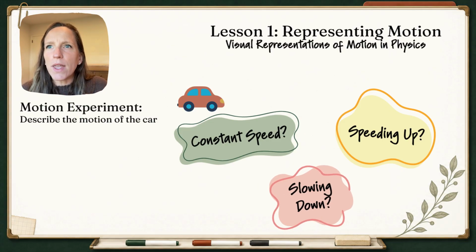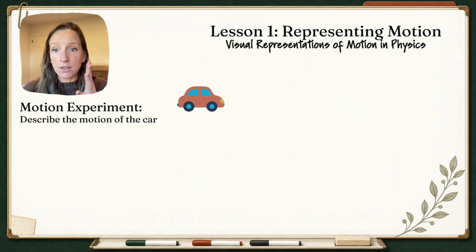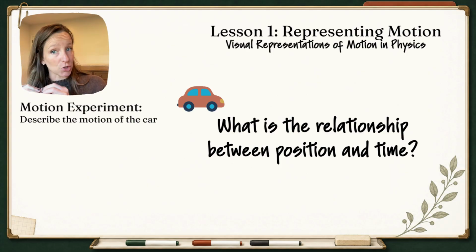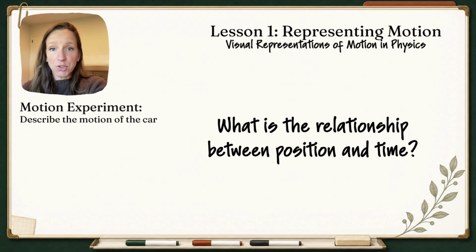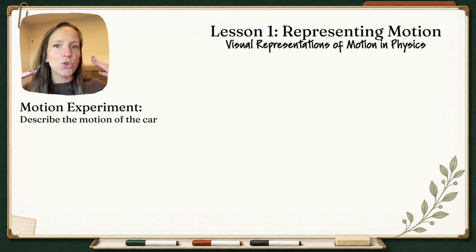In physics, and this is something that we're going to see a lot, if we can find out the relationship between position, the position of the object, per unit time, so what's the relationship between position and time, we're going to be able to pretty easily describe speeding up versus slowing down versus constant speed.